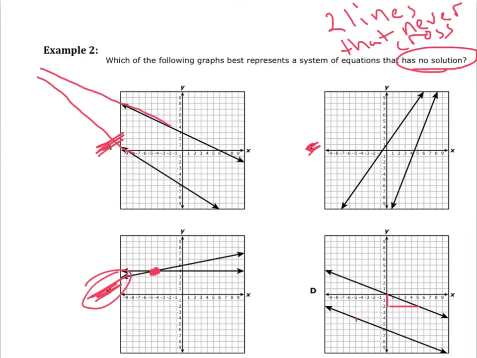Down 2 over 5. So that means that D is our answer. Since they have the same slope, they're never going to cross each other. That means that there is no solution.